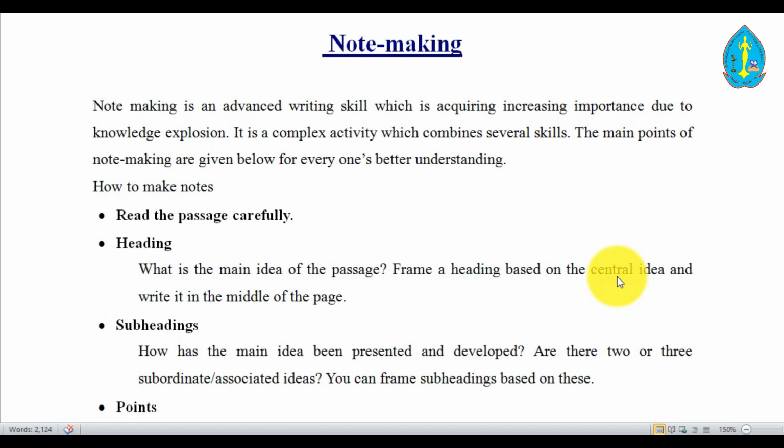But note making involves your intellectual task. It involves selecting, analyzing, and summarizing what you hear or read. It is a kind of approach to learning.